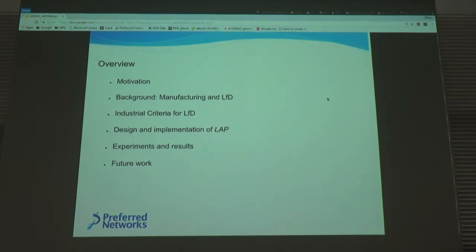So just like everything that we make for industry, they need to conform to certain criteria before they are actually applicable. These criteria were then used to design and implement LAB, which stands for Learning, Adaptation, Production. And today I would also like to share some of the experiments I did and the results of LAB, and I will conclude this presentation by talking about some future work.